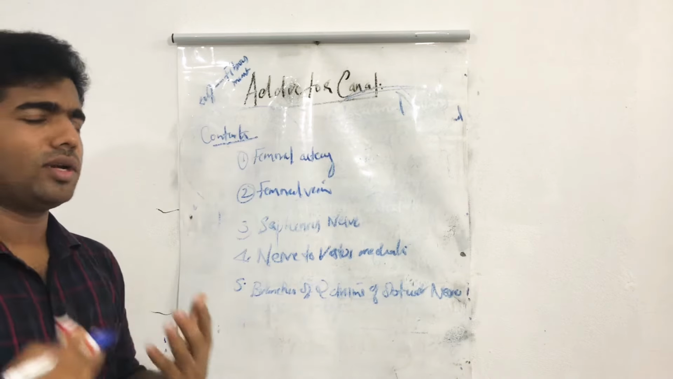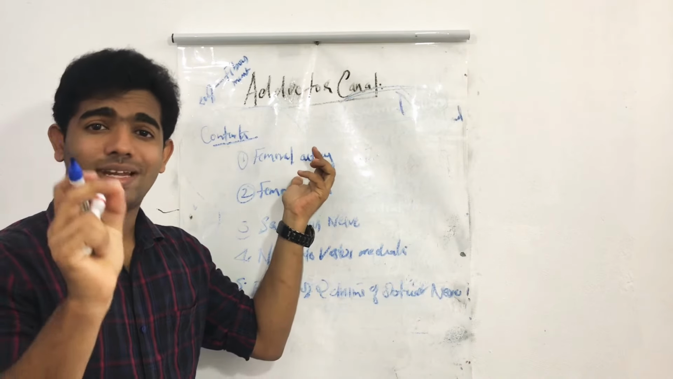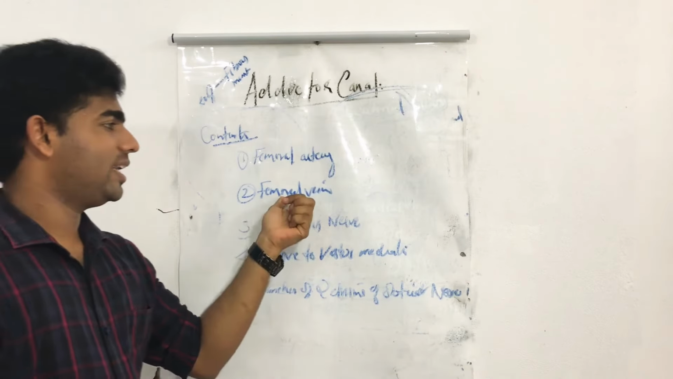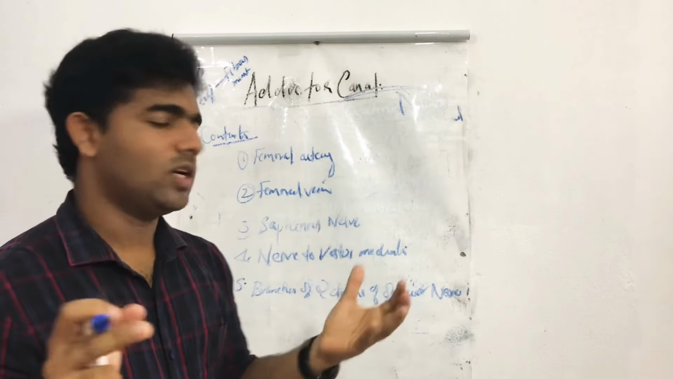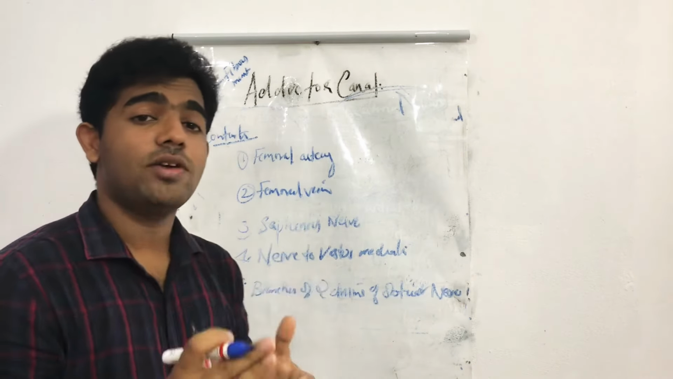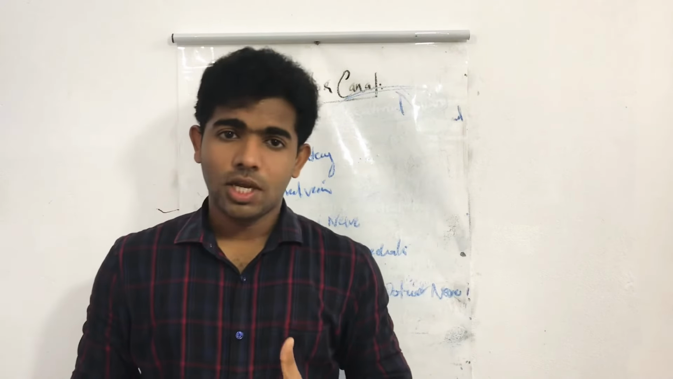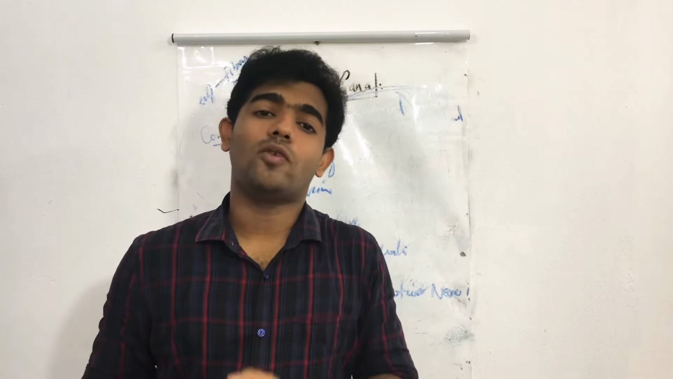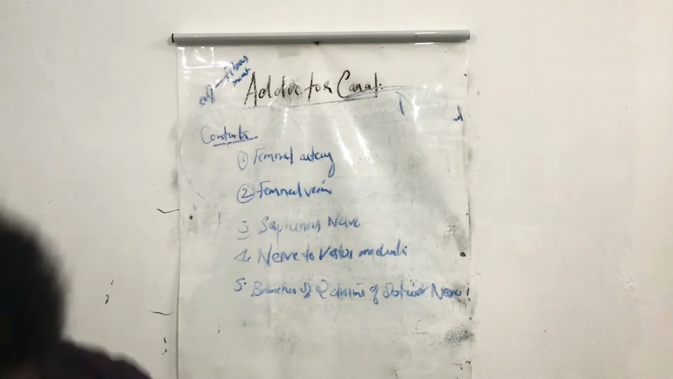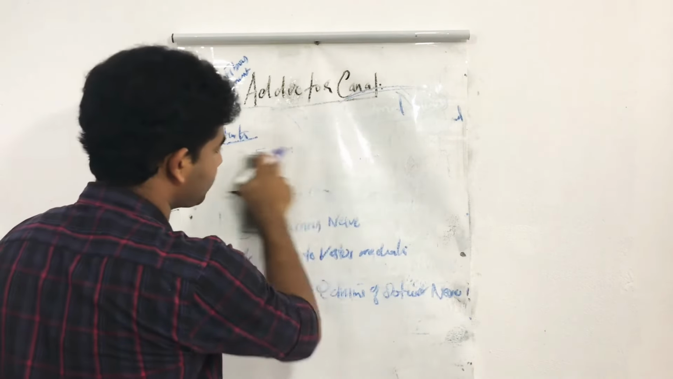Let us just look at the contents. The first content is femoral artery. The second content is femoral vein. Third content is saphenous nerve. Fourth content is nerve to vastus medialis muscle. And the last content is two branches or two divisions of the obturator nerve. Now let us see how each of these is related to our adductor canal.